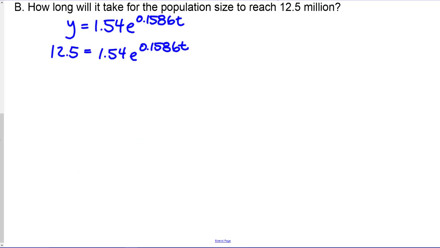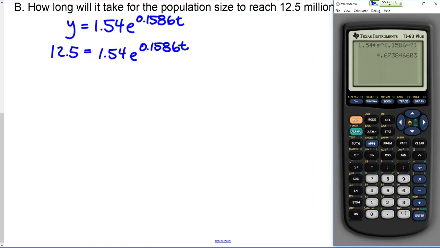In order to solve this, the very first thing that I'm going to need to do is divide both sides by 1.54. It's a good idea, especially when you're doing online homework, to make sure that you're not rounding anything until you get to your final answer. Like for instance, if I did 12.5 divided by 1.54 at this point, I would probably take that value 8.116 and round it to 8.12.